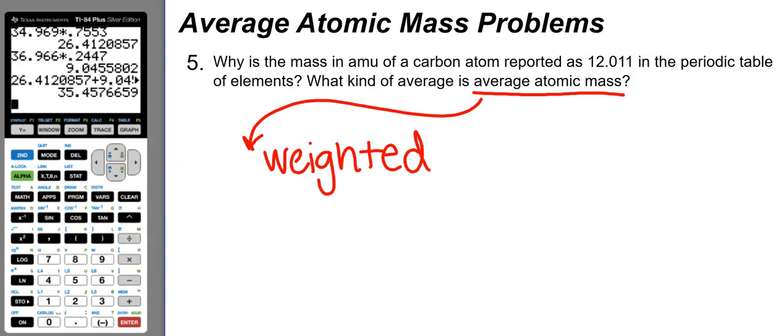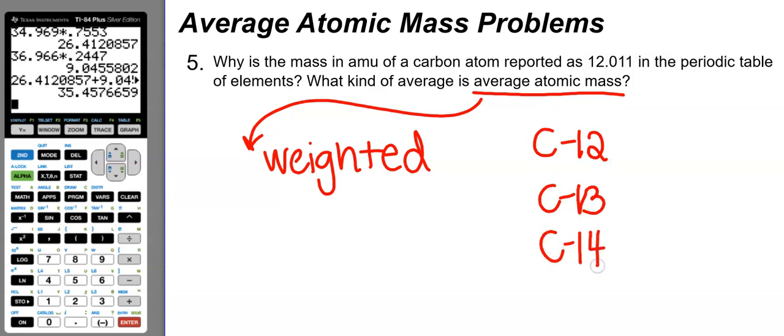Okay, so this problem is just asking us to describe why the average atomic mass of carbon is so close to 12, even though there are several isotopes of carbon. We have carbon 12, carbon 13, and carbon 14, which are all fairly common isotopes. We can isolate those in nature. So why is the mass so close to carbon 12? Well, that has to do with abundance.